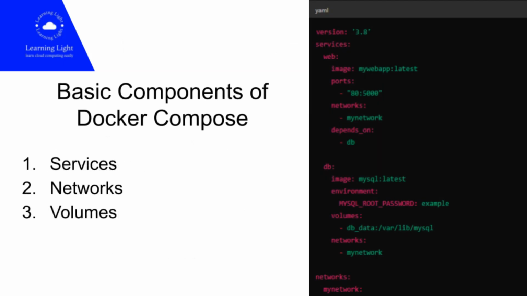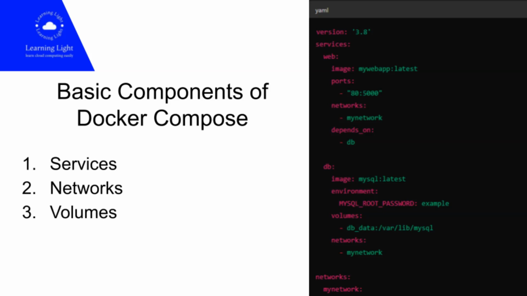Now, let's have a look at what the basic components of Docker Compose are. First is services. These are the different containers that make up your application. Each service runs one image and can specify options such as ports to expose, volumes to mount, and networks to join. The networks define how services communicate with each other. Docker Compose can automatically create a default network for your services, but you can also define custom networks.